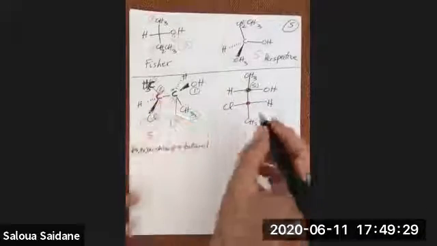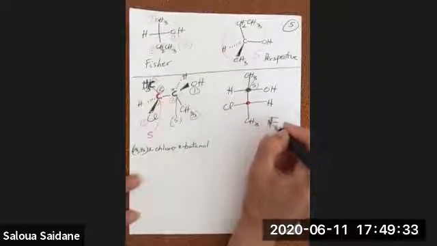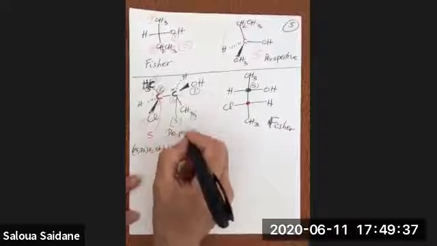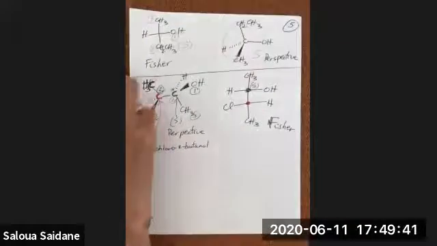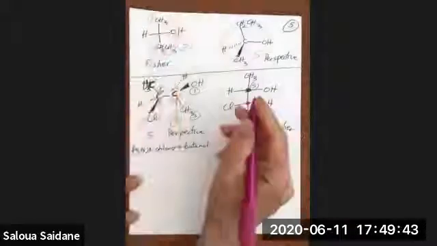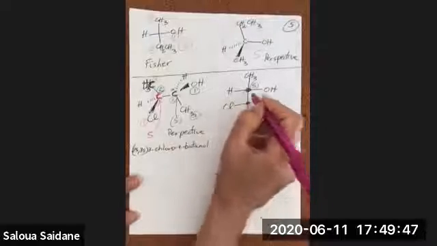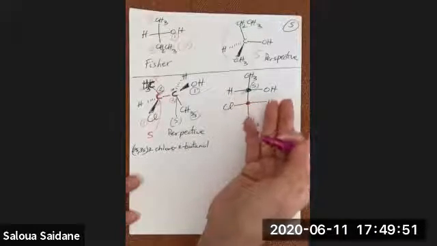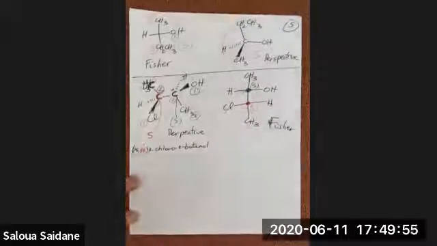So this is the perspective. This is the Newman, the Fischer. Perspective, Fischer. And again, if you look at your substituent, this is 1, this is 2, this is 3. You're going clockwise, but since the H is horizontal, it means it's the opposite, so that's also an S. And we already said it's an S.